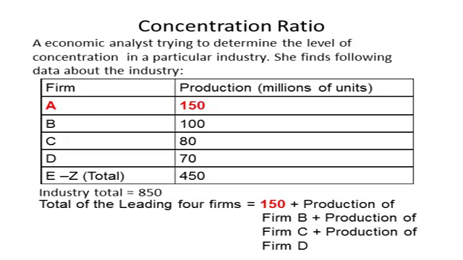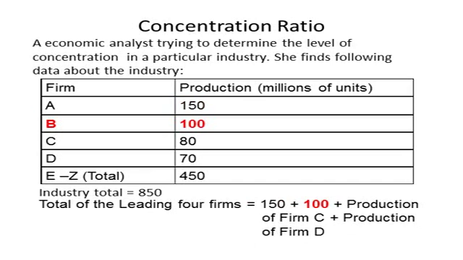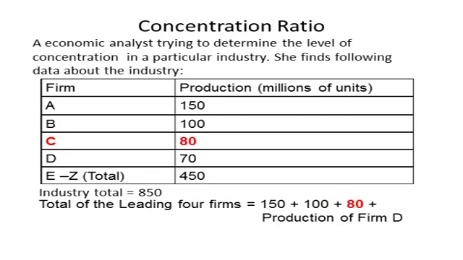First, we will substitute in Firm A's production into the formula. Since A produces 150 million units, 150 will be substituted in for Firm A's production. Firm B produces 100 million units, and so we will substitute in 100 for Firm B's production. Firm C produces 80 million, and we will substitute in 80 for Firm C's production. Finally, Firm D produces 70 million units, and we will substitute in 70 into the formula for Firm D's production.